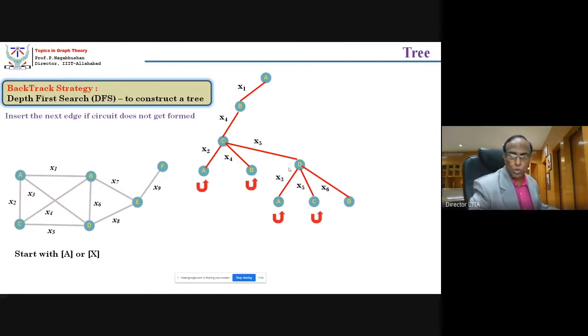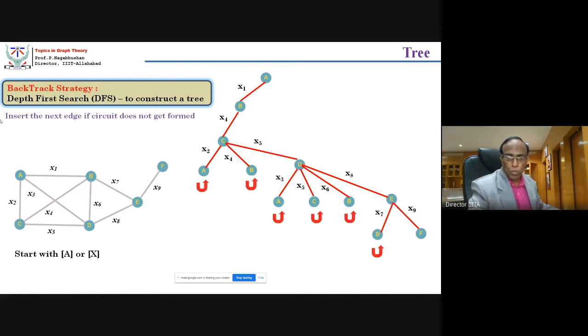And then X6 brings you back to B. See, X6 is new in the entire set, but then it brings you back to B. Therefore, you backtrack. And then X8 is new, acceptable. E is also new, acceptable. Therefore, you go to the depth. When you go to the depth, if you take X7, X7 seems to be new, but it brings you back to B. Therefore, backtrack. And then X9, it is F.